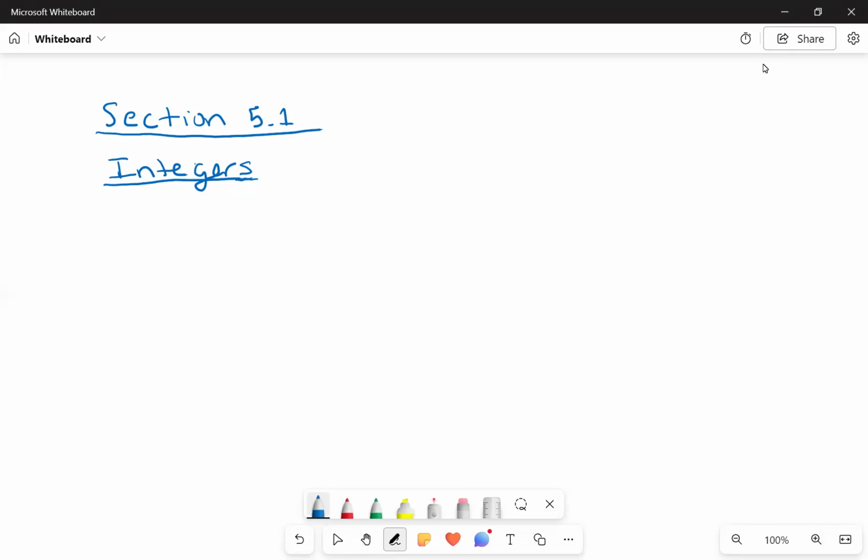So before I introduce integers, I want you to recall whole numbers. Take a second, think back. What are whole numbers? And if you have to go look it up, I understand. But whole numbers are the numbers starting from 0 and then the counting numbers. They're different from the counting numbers simply because they include 0.